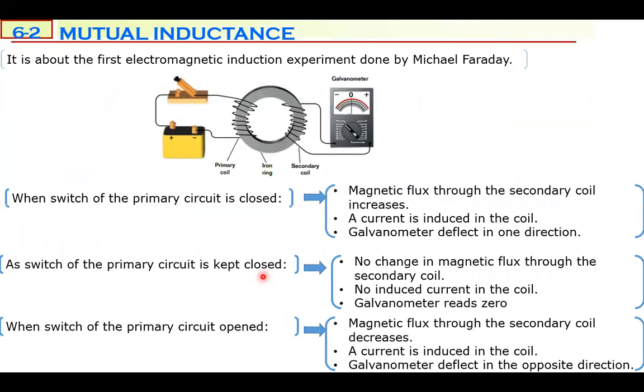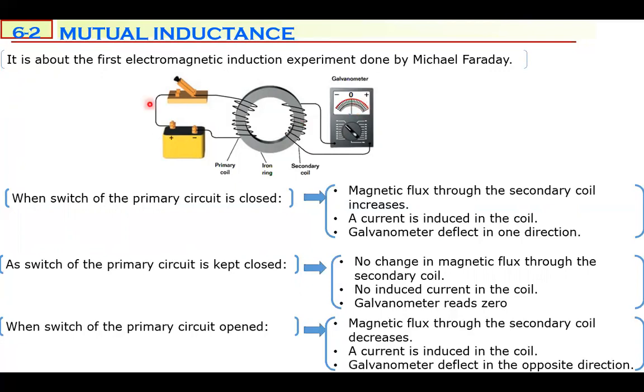And the last title in this section is about mutual inductance. Mutual inductance is, in fact, the basis of transformers, which we will study in chapter 6, section 3. It is the first electromagnetic induction experiment done by Michael Faraday. There is an iron ring, and around this iron ring we wrapped two coils. One coil is called the primary coil, attached to a DC battery. The other coil is called the secondary coil, connected to a zero-centered galvanometer.